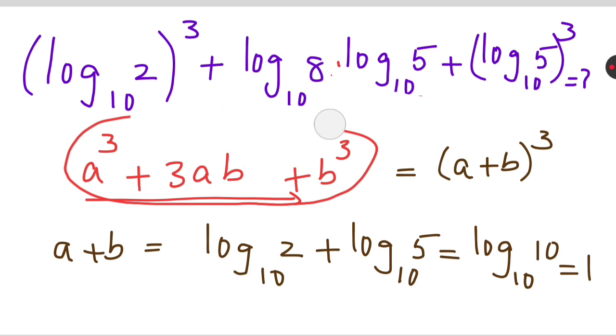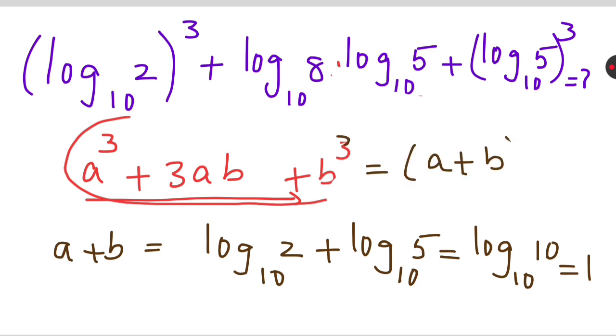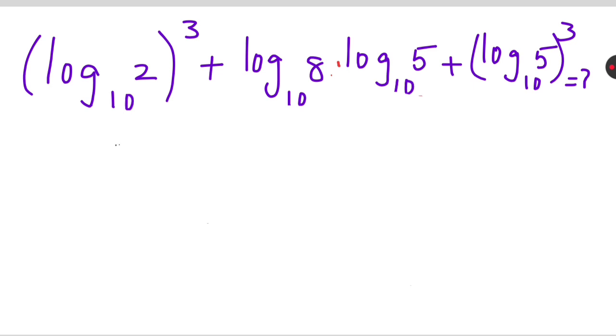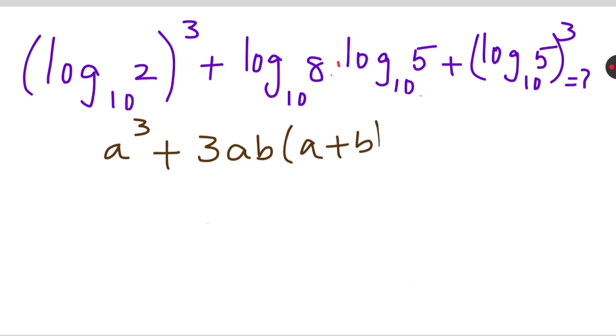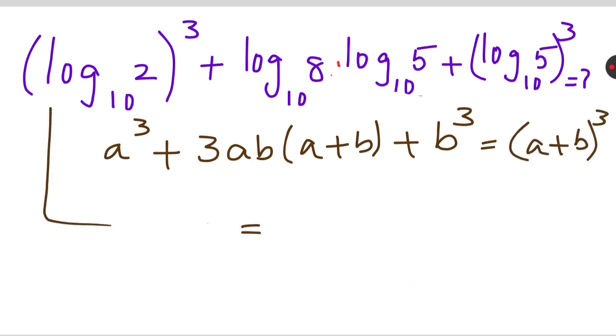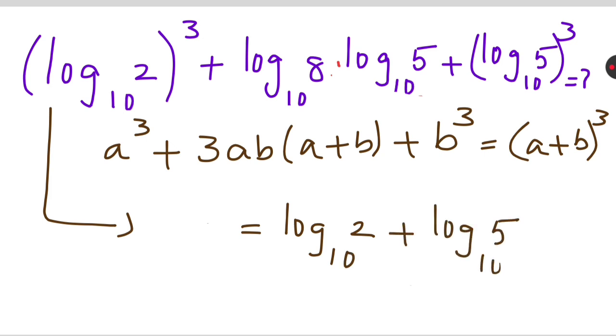So the whole expression we can write as (a plus b) whole cube. Now it is in the form of a power 3 plus this middle term, 3ab times (a plus b), plus b power 3, isn't it? So we can simply write this as (a plus b) whole cube. Our given expression we can write as (log 2 with base 10, that is our a value, plus b value, log 5 with base 10) whole cube. So now we need to simplify only this term.